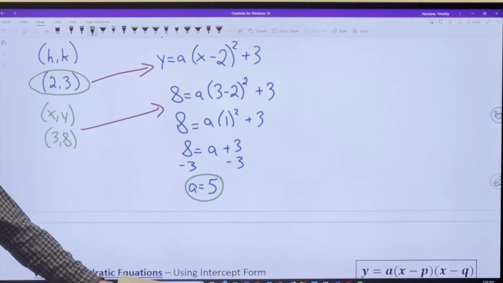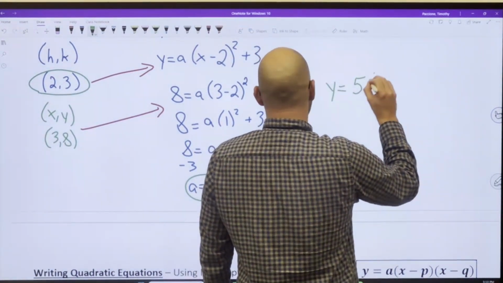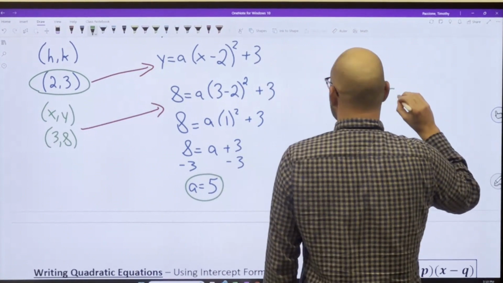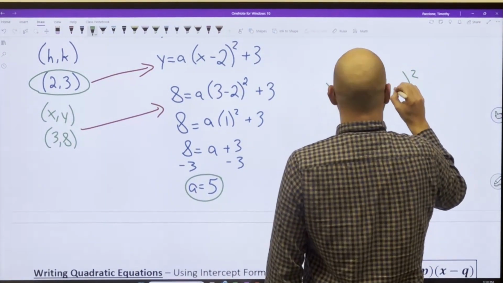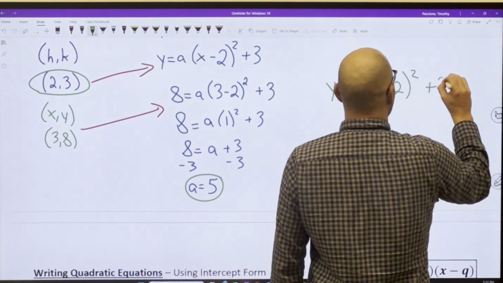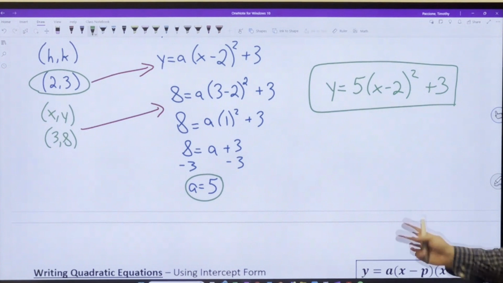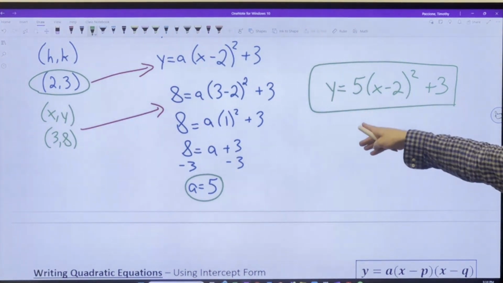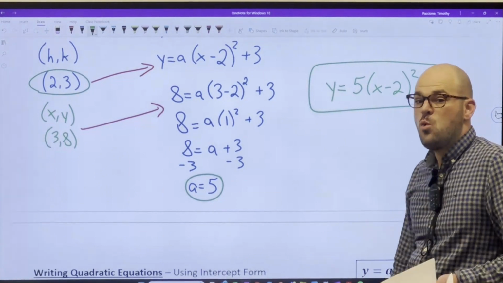Questions? Okay, so y equals 5 times (x minus, not 3, 2) squared plus 3. And I have my vertex form. I know the vertex, and I know it goes through the point because I proved it. Okay? So that's one scenario.